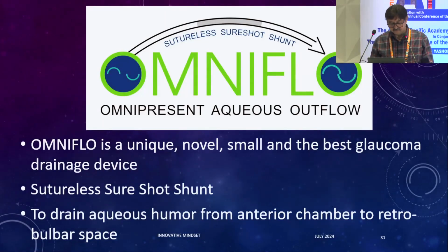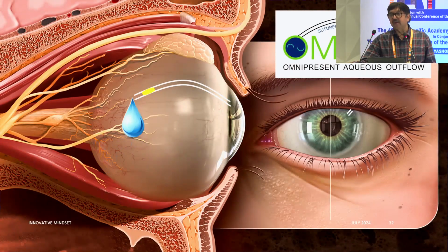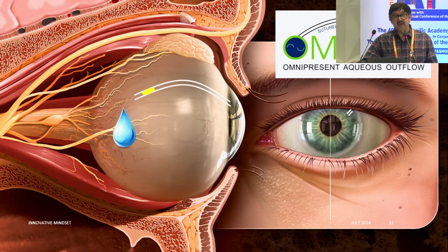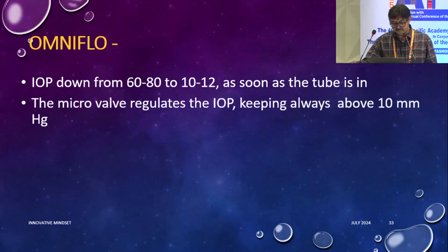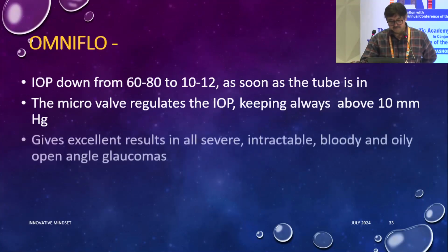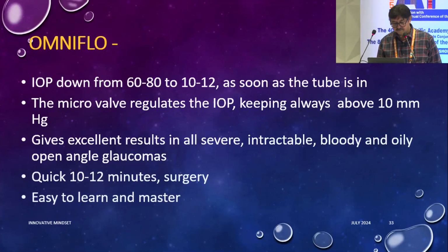OmniFlow is a unique, novel, small and the best glaucoma drainage device, which is a short, tubeless shunt from the UK to drain aqueous humor from the anterior chamber to the retrobulbar space. CE marking was obtained recently, last year. With OmniFlow, the IOP comes down from 60 to 80 to 10 to 12 as soon as the tube is in. The microvalve regulates the IOP, always keeping it above 10 millimeters of mercury. It gives excellent results in all severe, intractable, bloody and oily open-angle glaucomas. It is a quick 10 to 12 minute, almost sutureless surgery.